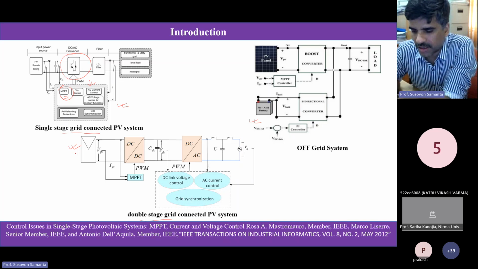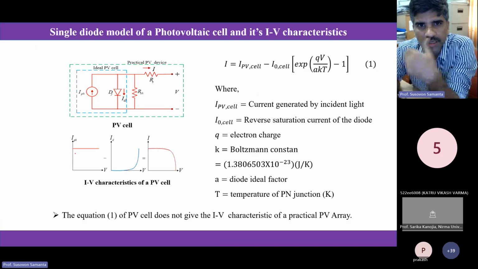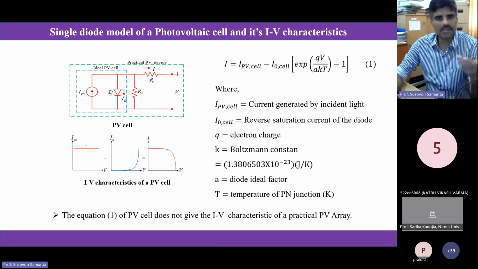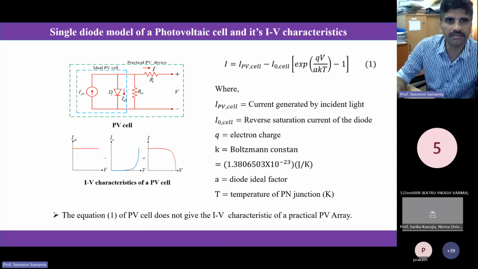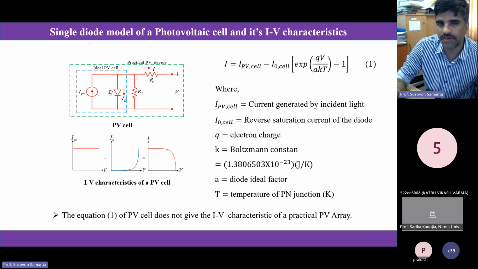So the cell is the basic unit. This is also available in literature, and most probably all of you know this, that there are different kinds of equivalent cell models available, representing the cell with electrical circuit components. There is a single diode model, and there is a double diode model. But as I said, our main focus is MPPT, so we'll quickly go through this.